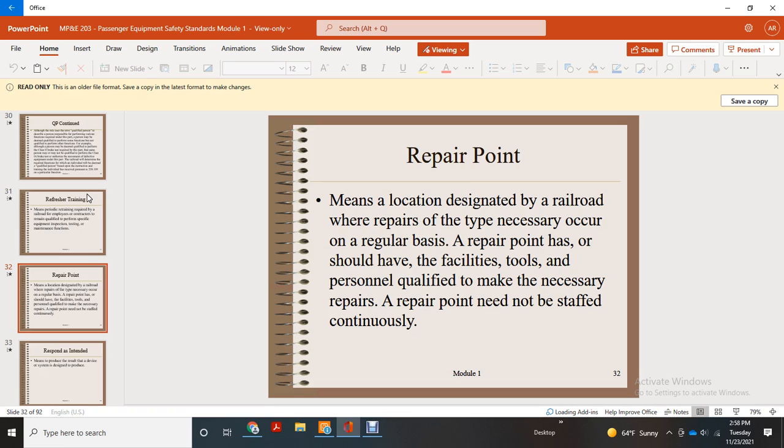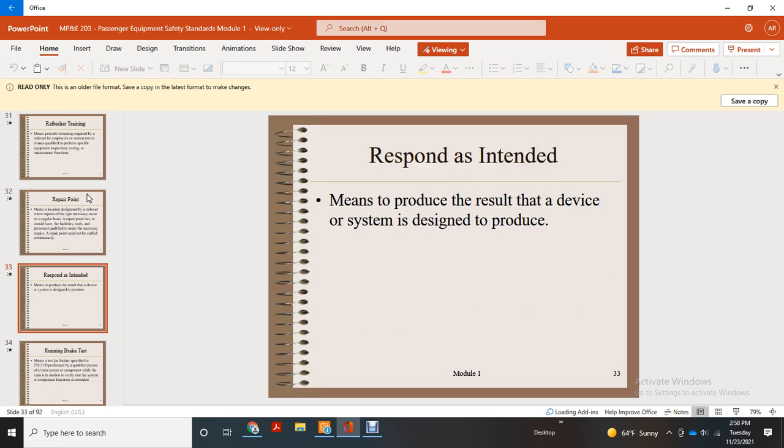Repair point means the location designated by the railroad where the repair of the type necessary is done on a regular basis. A repair point should have the facility and tools and a person qualified to make the necessary repairs, though a repair point need not be staffed continuously.